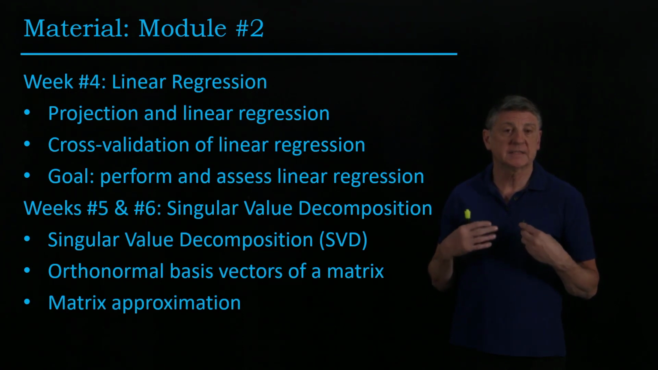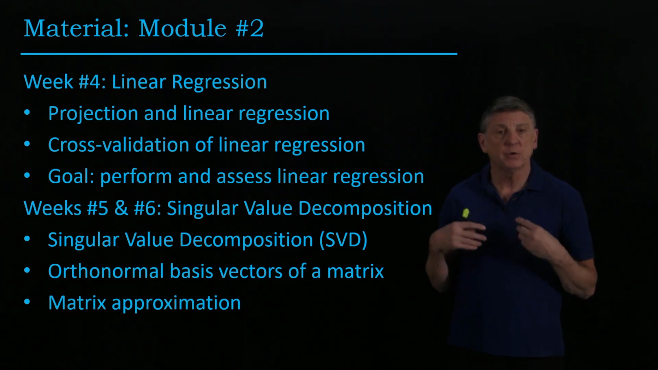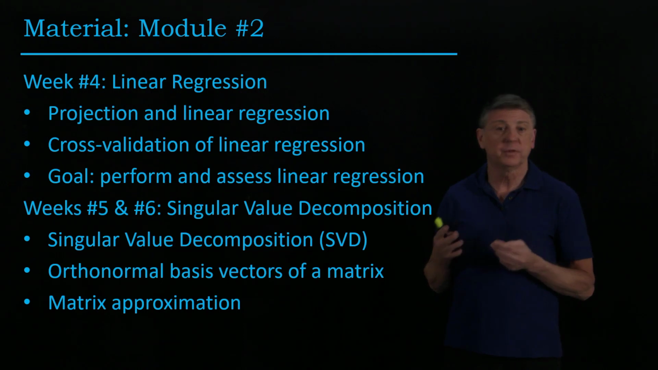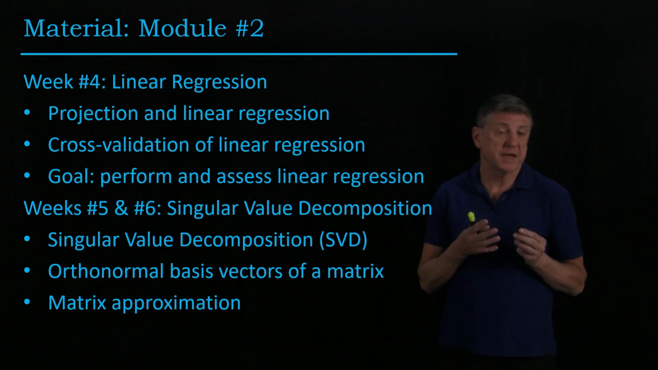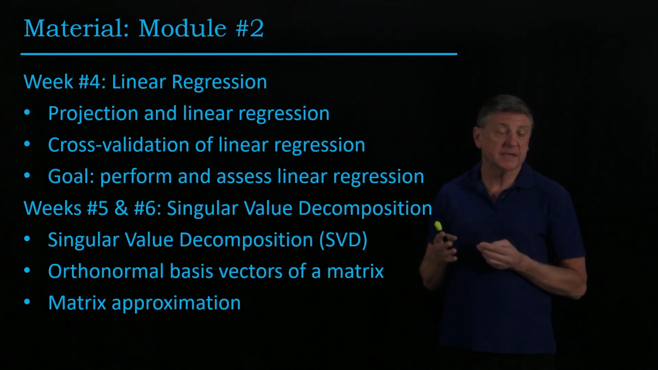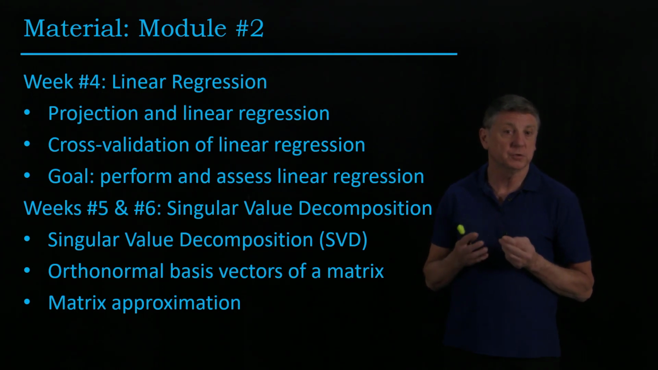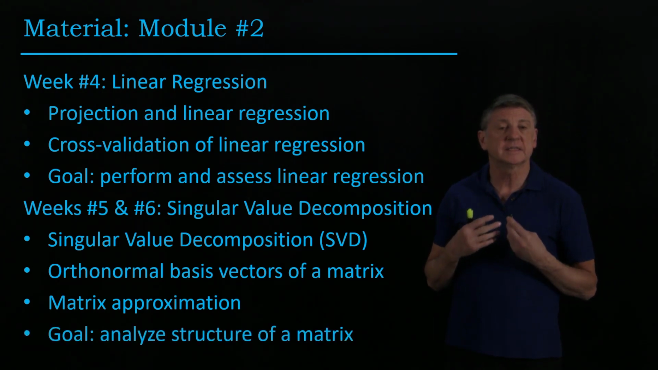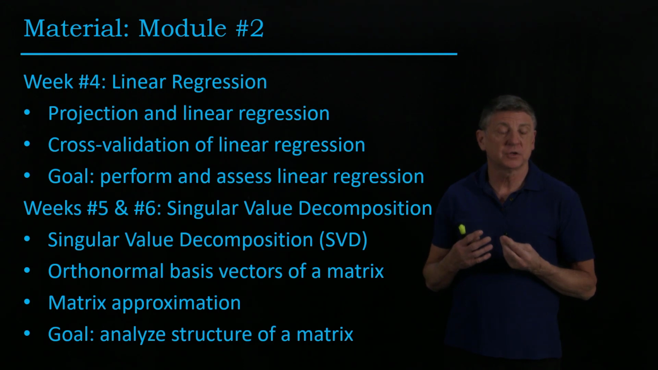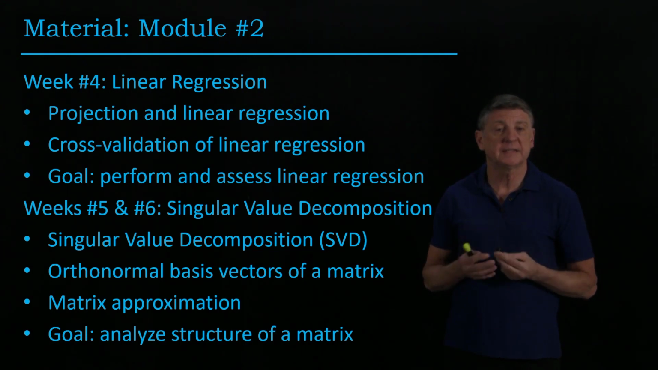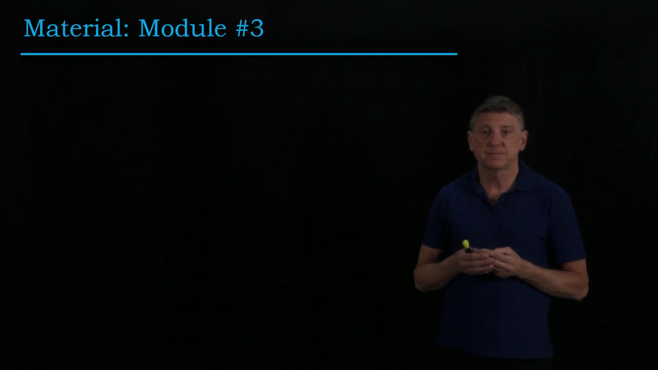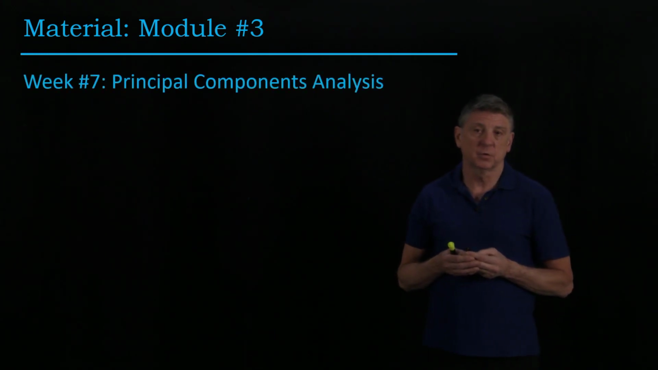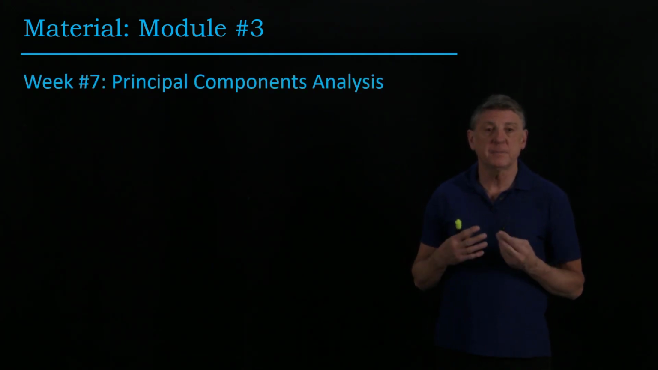And this will let us explore things such as how can you approximate one matrix with another matrix, where the first matrix may have a very complicated structure and the second one has a much simpler structure that you know. And the goal in this is now to analyze not just a matrix and its properties, but to analyze the structure of a matrix.